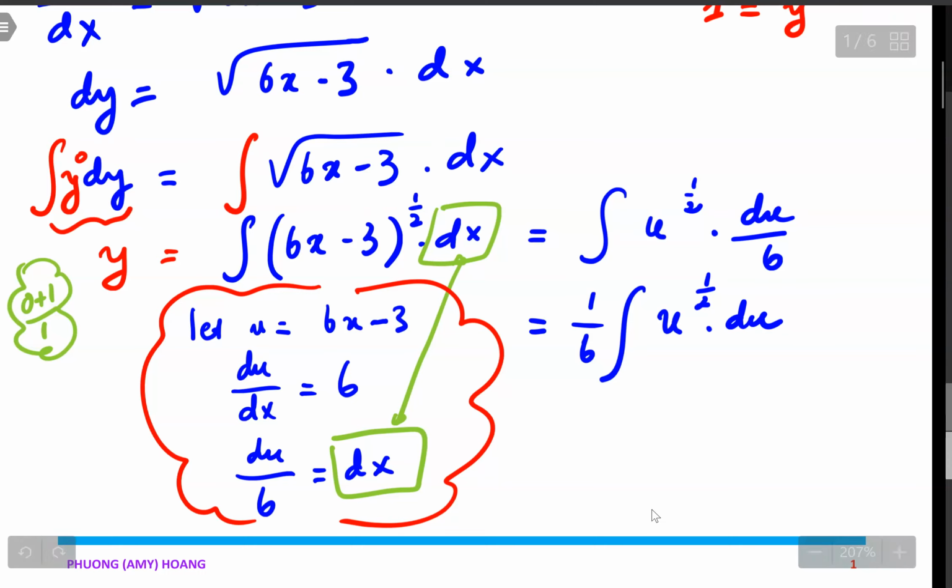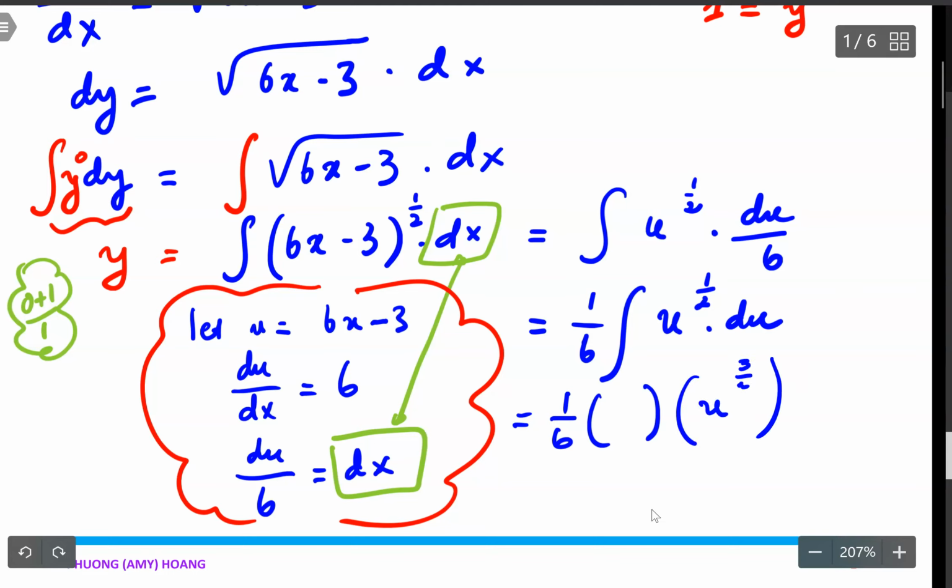So I will have 1/6. So I have to multiply by the reciprocals here. So u to 3 over 2 plus c. So divided by 3 over 2 means that I will multiply by 2 over 3. At this step, I can go ahead and simplify this. So this could be a 3. So I should have 1 over 9.